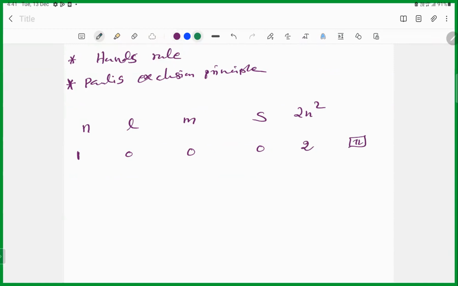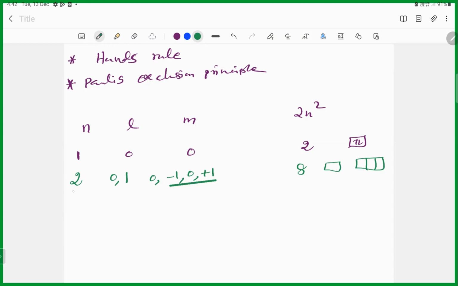Then you are coming to n is equal to 2. l becomes 0, 1. That m becomes minus 1, 0, plus 1. Correct? Then totally you have 8 electrons. So n is equal to 2 means you have l value 0, 1. 0 means s orbital. Minus 1, 0, plus 1 means p orbital. So you have s orbital and then p orbital.